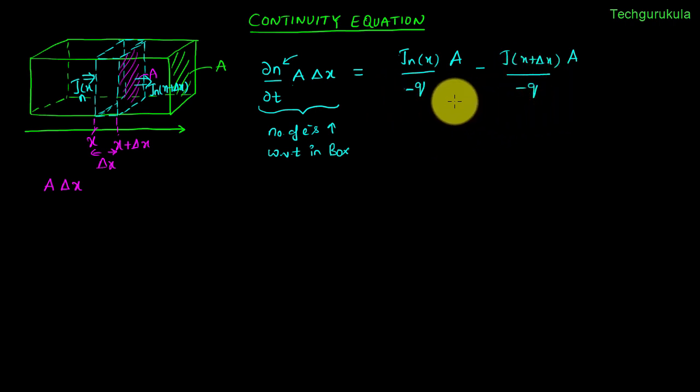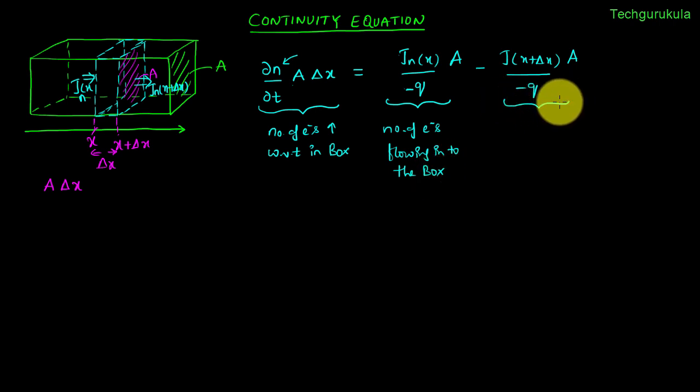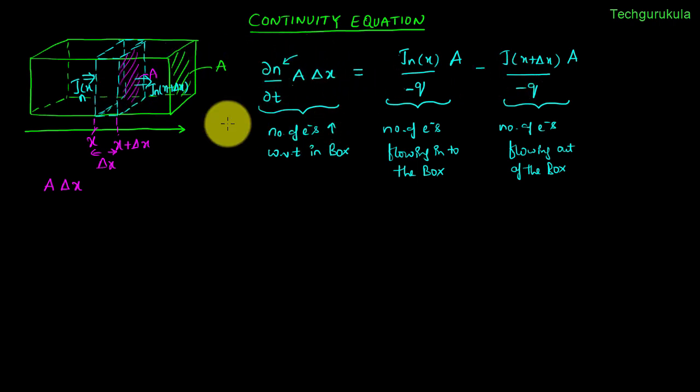Now this basically tells us the number of electrons flowing into the box, and this basically tells us the number of electrons flowing out of the box. If the number of electrons flowing into the box is greater than the number of electrons flowing out of the box, we can say the number of electrons in this box would increase. That's what it says. Now, is there any other reason why the electrons in this box would increase?